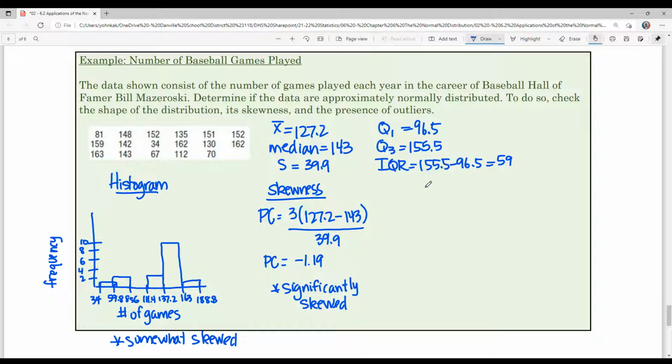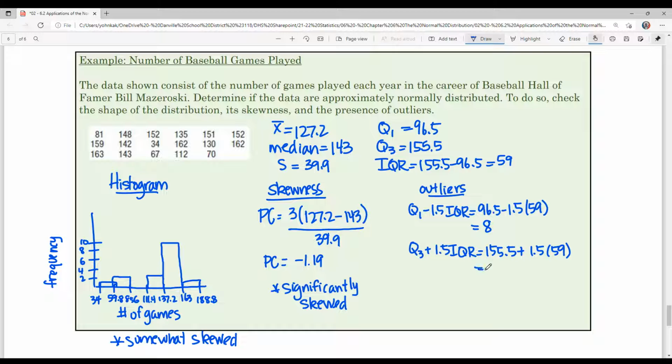Okay, let's take a look at outliers. So I'm going to do Q1 minus 1.5 times the IQR. So that's going to give us 96.5 minus 1.5 times 59. This gives me a lower boundary of 8. If I do the upper boundary, Q3 plus 1.5 IQR, this is going to give me 155.5 plus 1.5 times 59. This is going to give me an upper bound of 244.